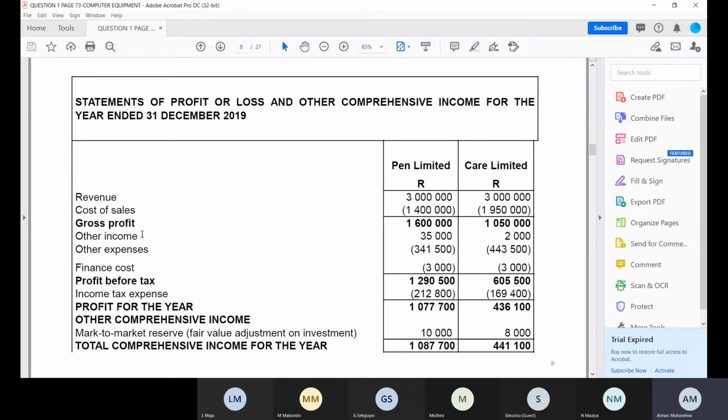So I'll do the same with all other line items, like other income. I'll come and say, parent is 35,000, subsidiary is 2,000. You add together when you do the consolidated statement.